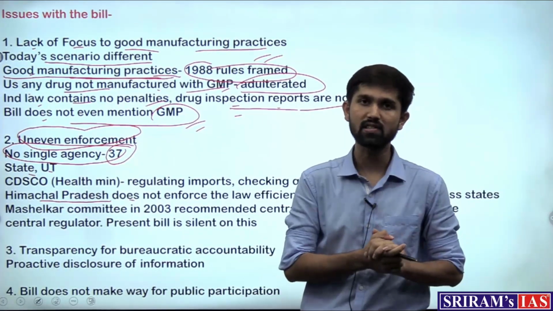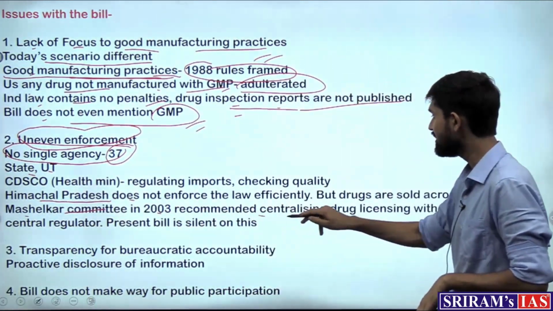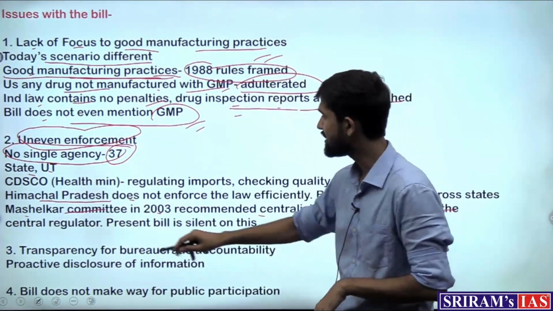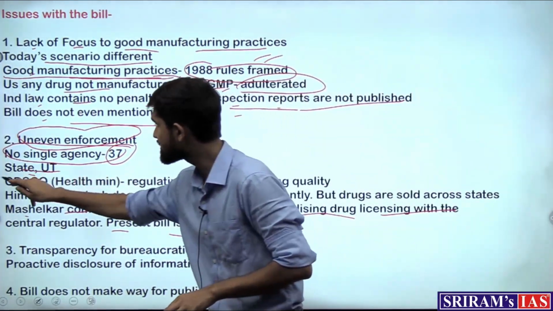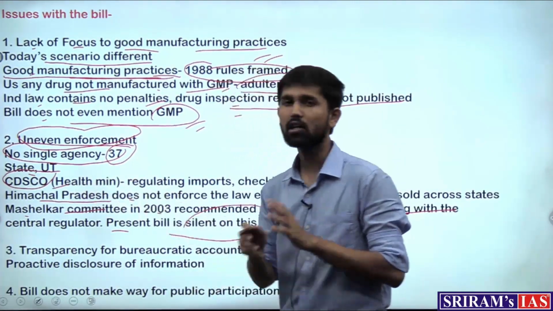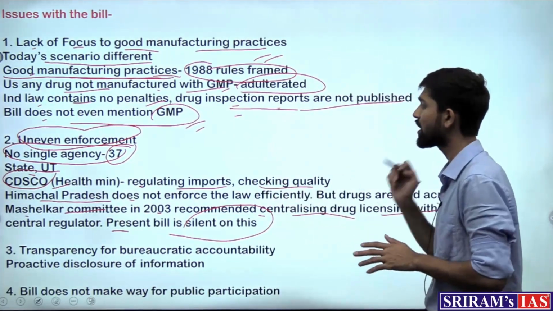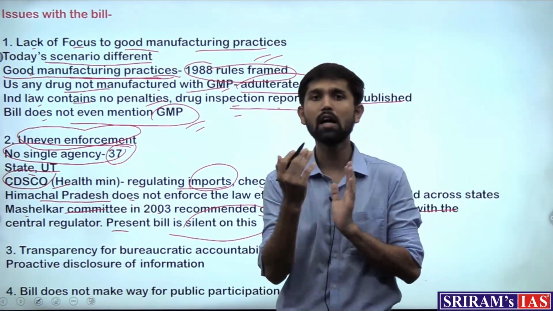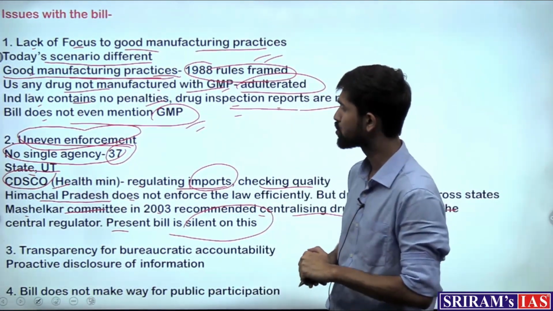So this creates a problem of regulation by different agencies, and therefore the Mashelkar committee in 2003 recommended centralizing drug licensing with the central regulator, and the present bill is also silent on this aspect. Currently the CDSCO, or the Central Drugs Standard Control Organisation, which is under the Health Ministry, also deals with regulating imports and only checking quality. So it only deals with imports and still does not have the complete powers for granting licenses all over the country. So that is also flagged as an issue by the authors.